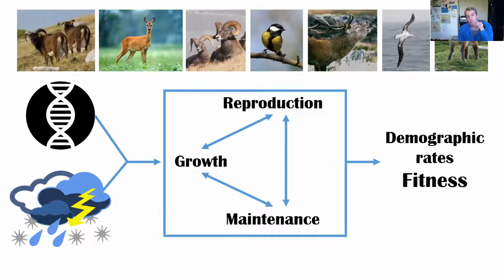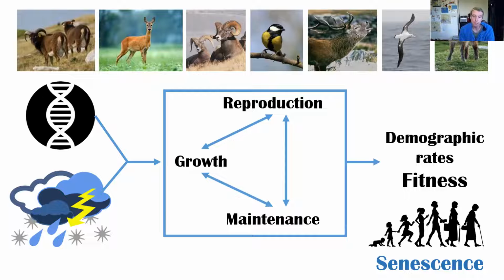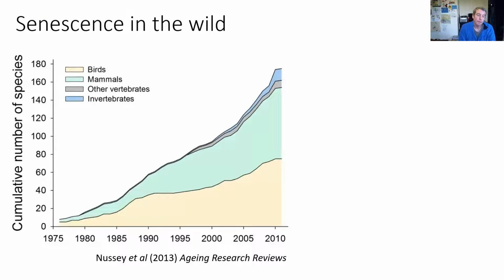One process that I've been particularly interested in trying to understand in these natural systems is senescence, the physiological deterioration of function in later life that we see so clearly in our own species and many animals in captivity and in the lab. This plot is from a review that collaborators and I published a few years ago, in which we tried to survey the ecological literature and collate studies that provided some evidence for patterns consistent with senescence in the wild.